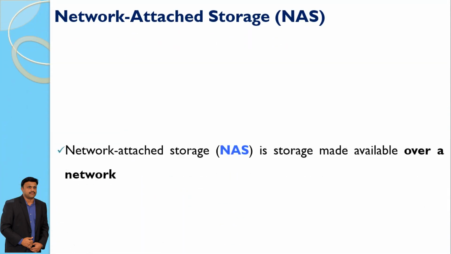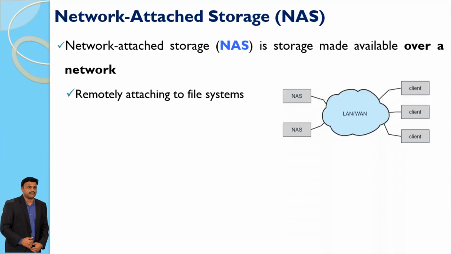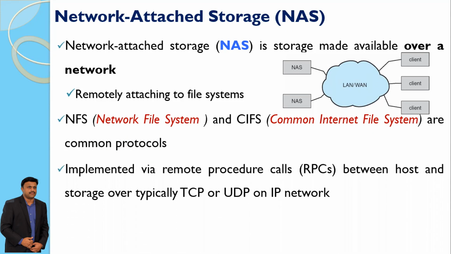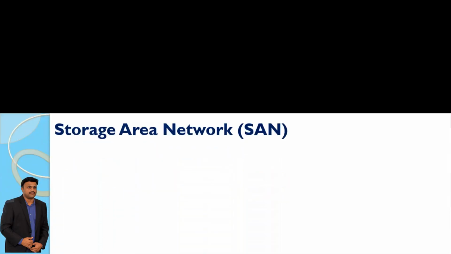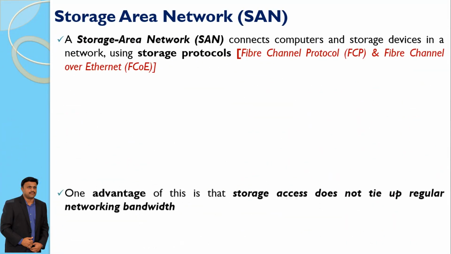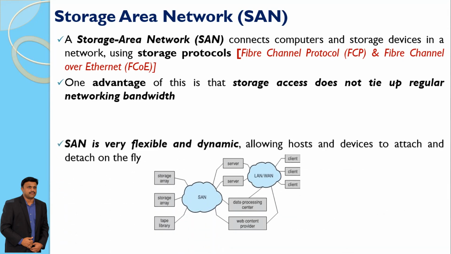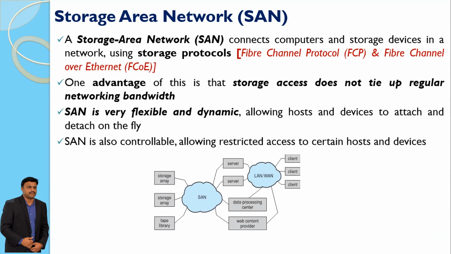NAS provides storage over a network, typically using file systems like NFS and CIFS. It is implemented via remote procedure calls over TCP or UDP, allowing easy access to storage resources. SAN connects computers and storage devices using storage protocols, offering advantages like not tying up regular networking bandwidth and allowing dynamic attachment and detachment of devices.